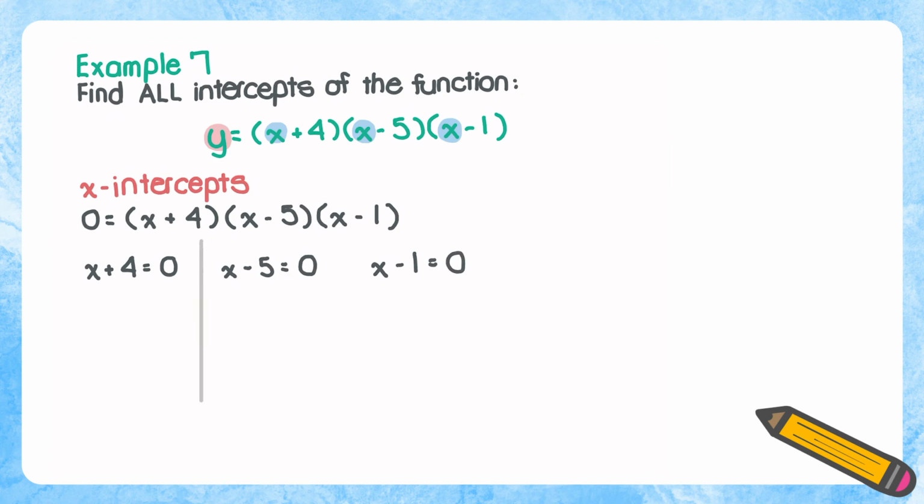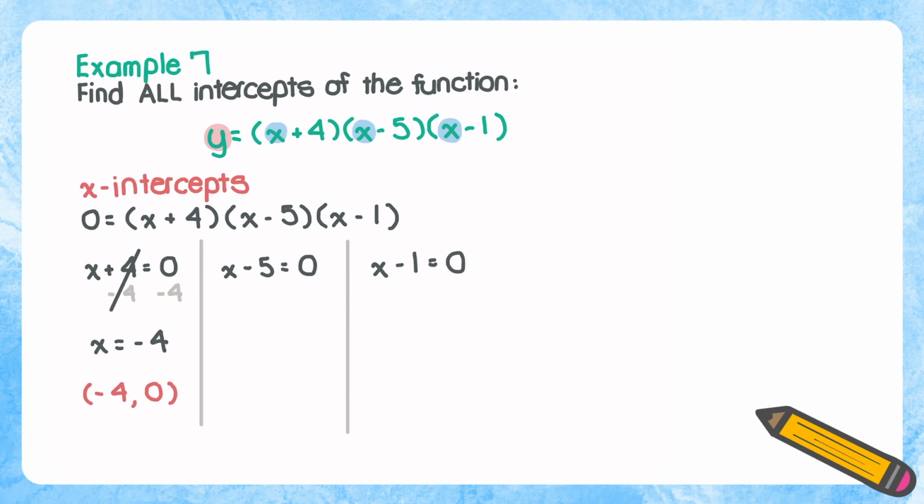So we have 3 solutions for x here. Let's find each one. For this first option, x plus 4 equals 0, how do I isolate x? I'm going to subtract 4 from both sides. We're left with x equals negative 4. So our first x-intercept is at negative 4, 0.